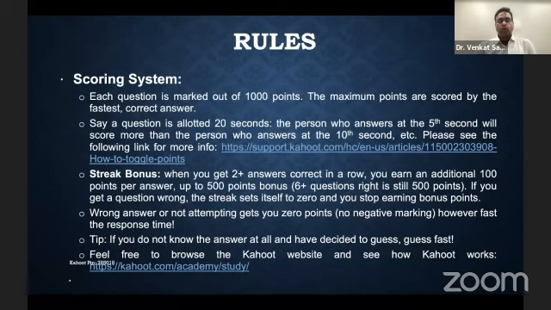If you get two or more answers correct in a row, you get an additional 100 points per answer. So if you get the second question right after the first question, you get 100 points extra, up to a maximum of 500 points. So 6 questions right is still 500 points, and 7 questions in a streak right is still 500 points extra. But yeah, it adds up. A wrong answer or not attempting gets you 0 points. There's no negative marking. So if you don't know the answer at all, you might decide to guess fast.